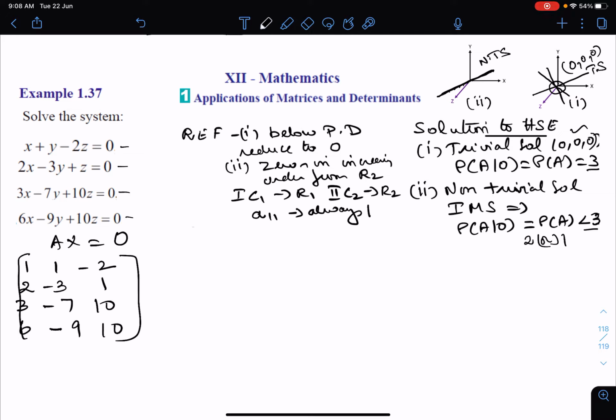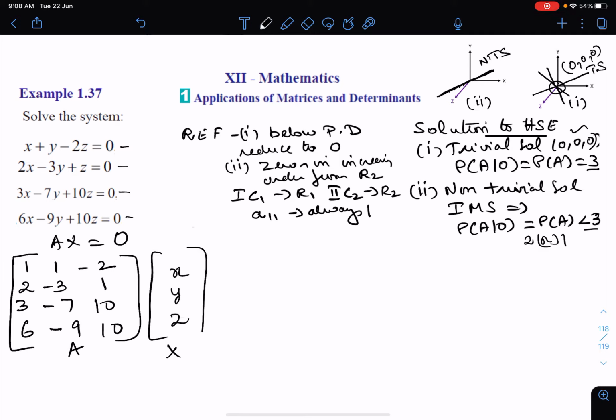3 and this is 6, isn't it? This is going to be our A, and what is our X? It is going to be the unknowns x, y and z, and on the right hand side it is going to be O. Why are we using O? Because all of them are 0, so we denote it by O. So Ax equal to O.